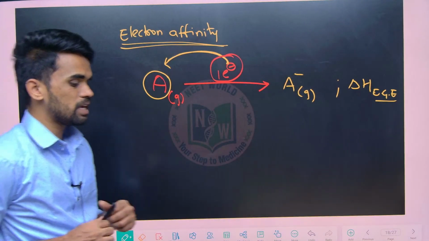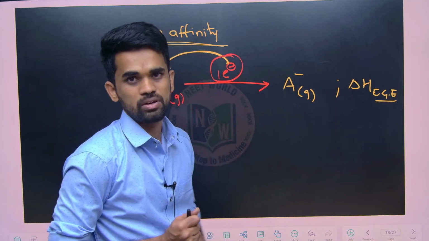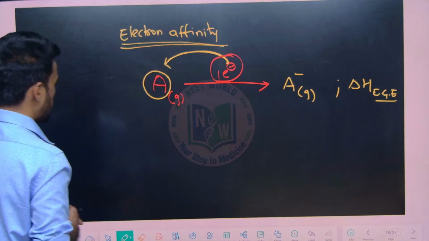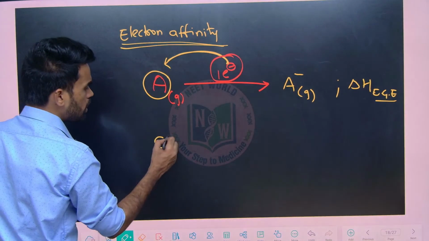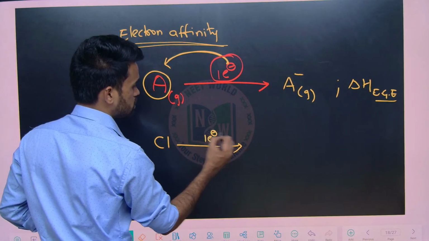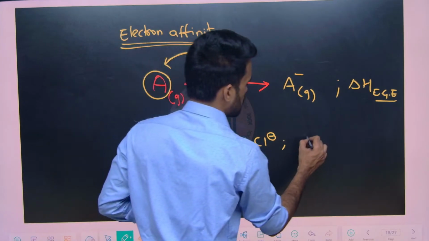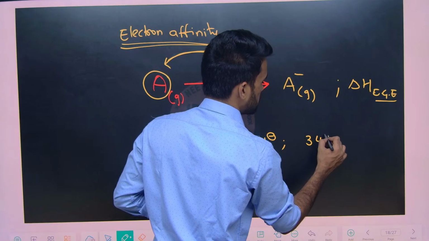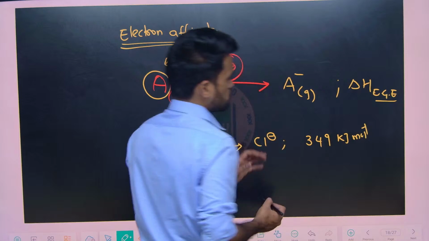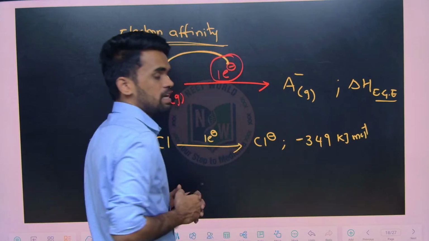For most of the cases we will see the first electron gain enthalpy is a negative value. So what does a negative or positive value mean? For example, take a chlorine atom. If I add an electron to this, it becomes Cl minus. During this process it releases around 349 kilojoules of energy. This much energy being released should be indicated with a negative symbol.